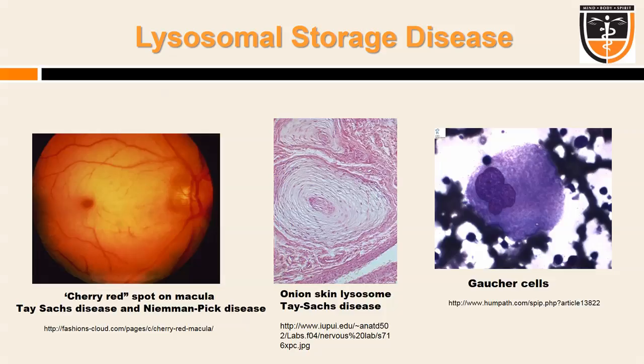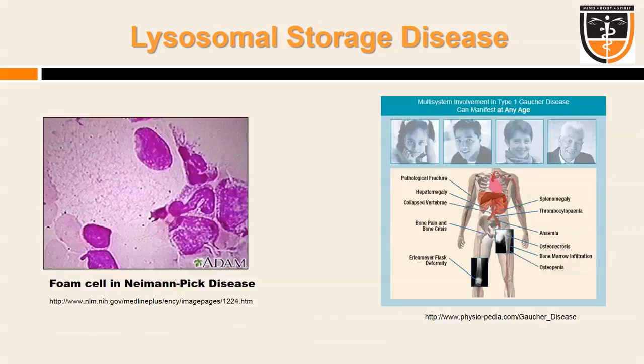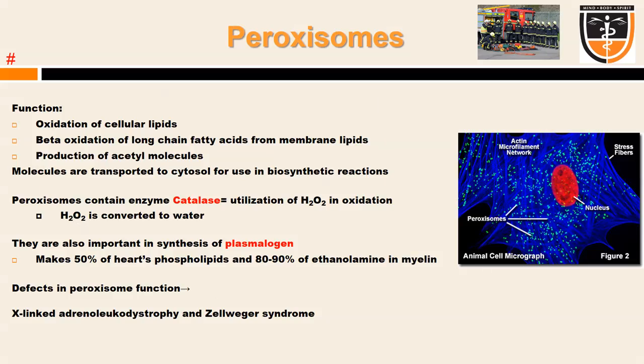Now, next, this is a cherry red spot on the macula in Tay-Sachs and Niemann-Pick. This, what you see, is an onion skin lysosome. It's a Gaucher cell, which is a macrophage full of this lipid foamy material that was not digested. It's a foam cell in Niemann-Pick disease. And these are just the basic characteristics of Gaucher disease. There are different levels: Gaucher 1, 2, and 3. You're going to hear more about this in your biochem, way more than you hear from me. And I wanted to show you that connection.